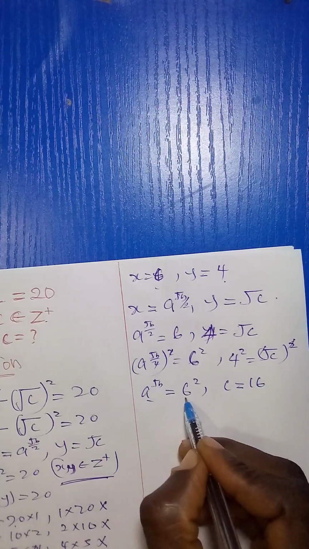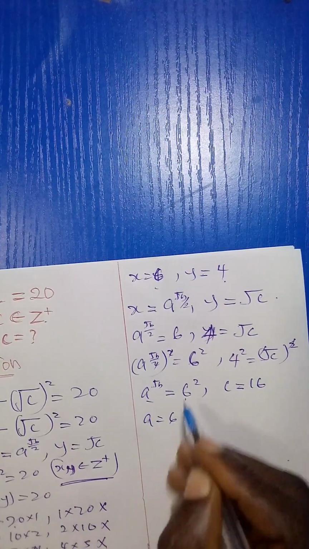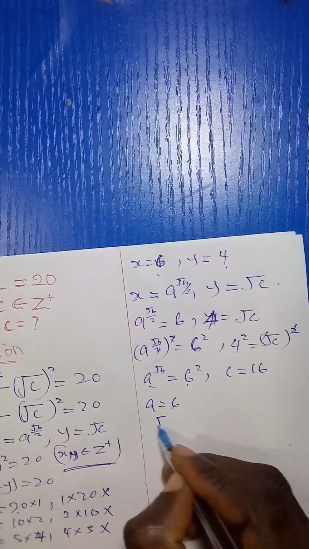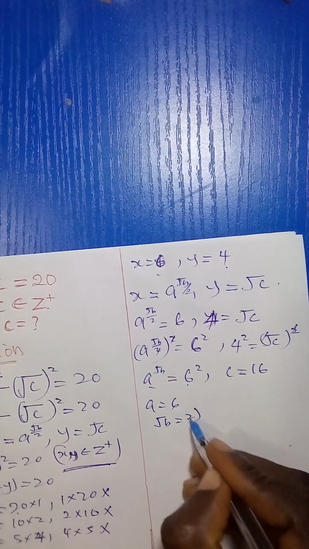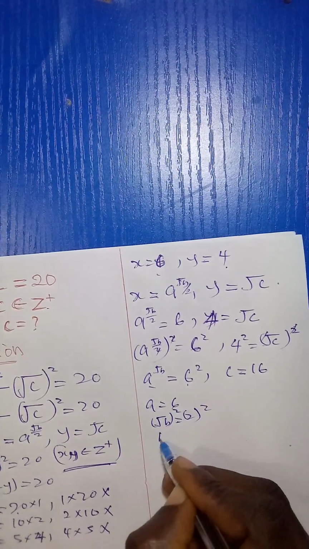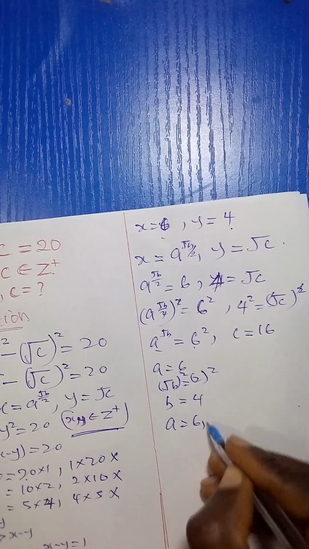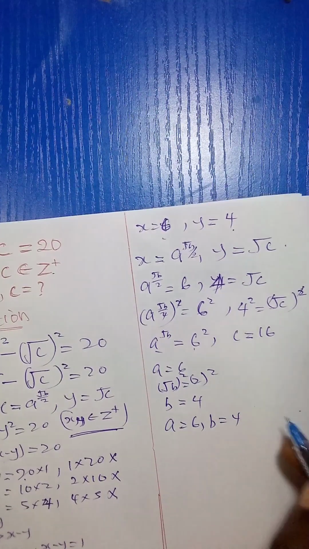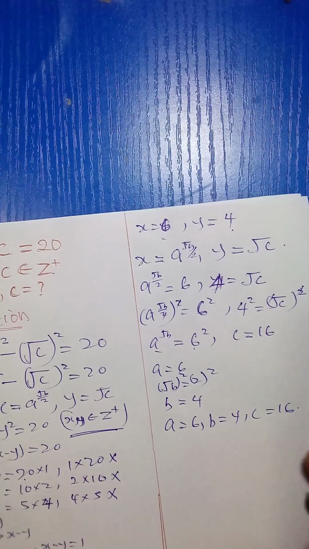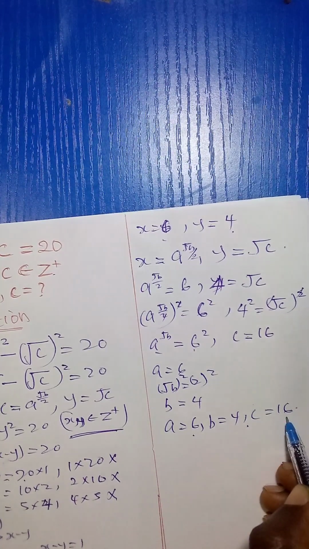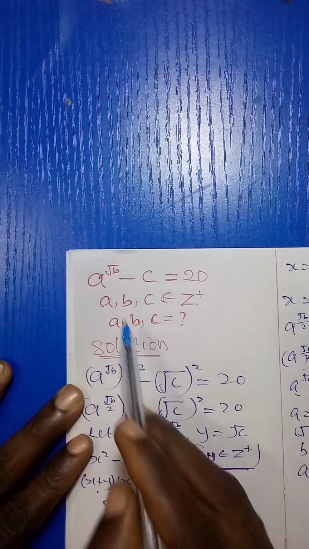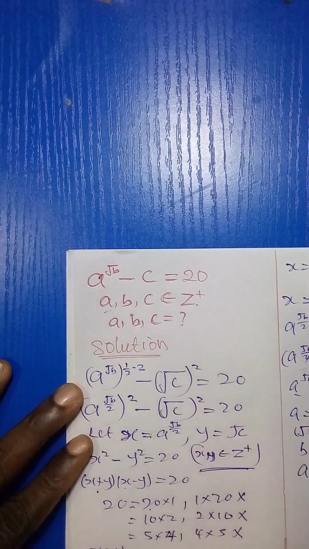Now I can equate a to 6. A is equal to 6, and then square root of b is equal to 2. If I square both sides, I have b is equal to 4. So a is equal to 6, b is equal to 4, and c is equal to 16. You see, they are all positive whole numbers which satisfy this condition.